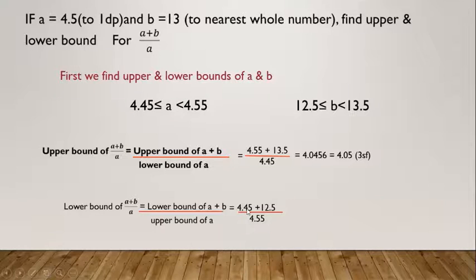So the lower bound of A is 4.45. The lower bound of B is 12.5. And dividing by the upper bound of A, on calculating, we get 3.7252. If I have to write up to 3 significant figures, I should look at the 4th significant figure, which is 2. Ignore that, so 3.73 for 3 significant figures. Got it, children? Please rewind and watch if not understood.